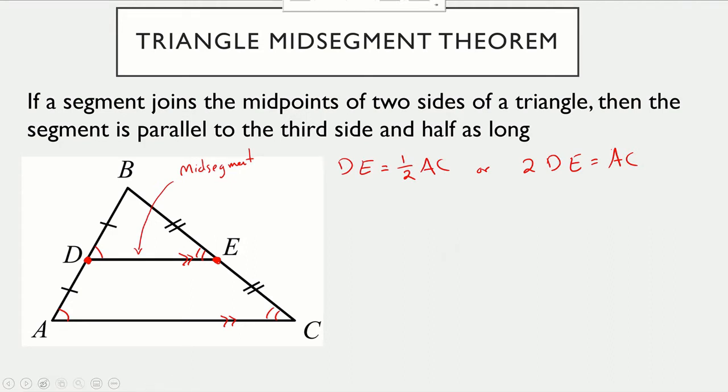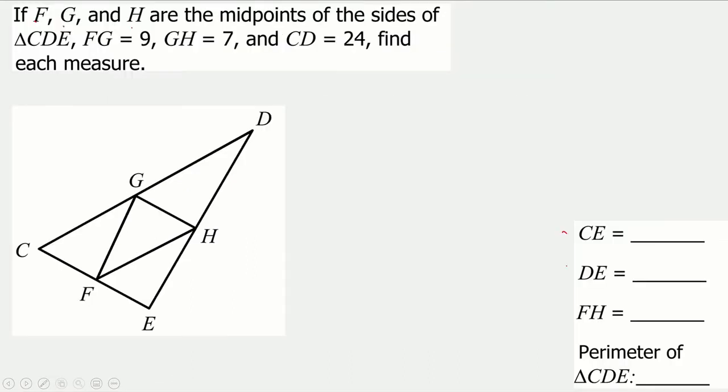Alright guys, so let's go ahead and try some of these problems. The first thing they're telling me is that F, G, and H are all midpoints of the sides of this triangle. So if F is a midpoint of CE, that's telling me these two segments are congruent. If G is the midpoint of CD, then these two segments are, and if H is a midpoint, that means these two segments are congruent to each other because they're all midpoints.